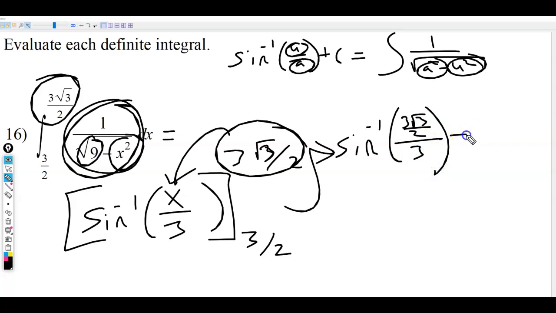And then we're going to plug in the bottom number as well and subtract it. That's how you do definite integrals. So after you take the integral, you just plug each one in and subtract those two answers, right?